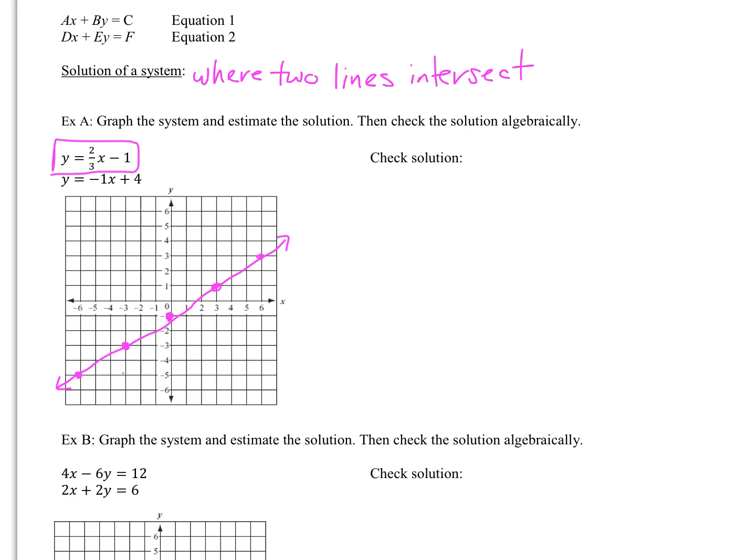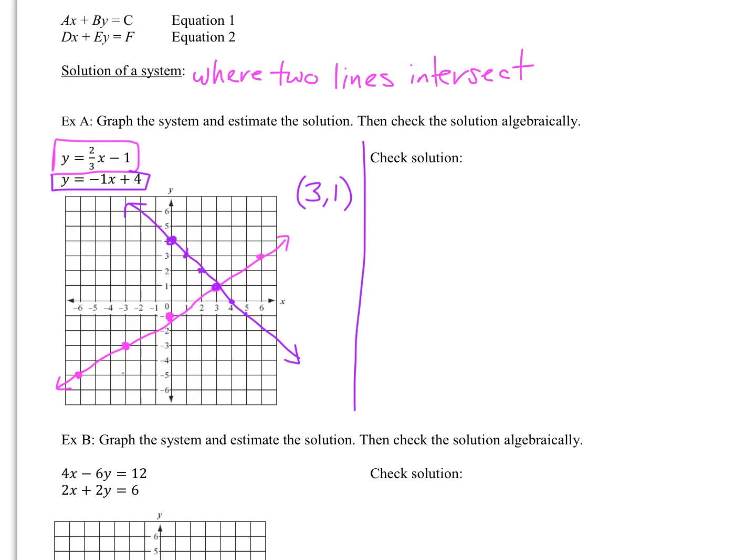All right, and so then I graph the other one. Where does the second one start? Good, +4. And then what am I going to do from there? Good, down 1, to the right 1. And I'm going to keep going until they cross. There we go. So my solution is at what? What's my solution? 3, 1. Good.